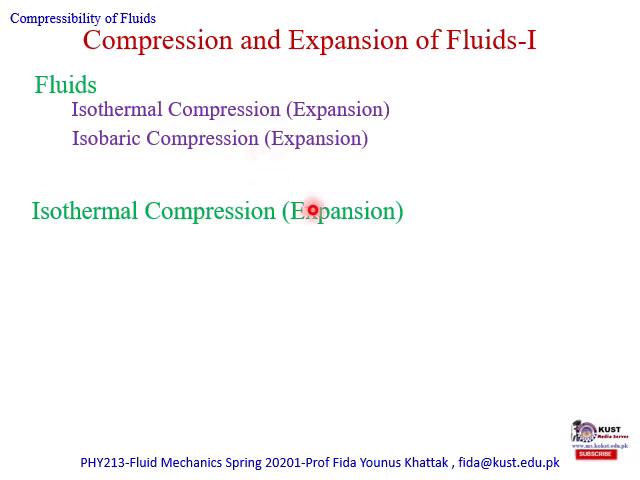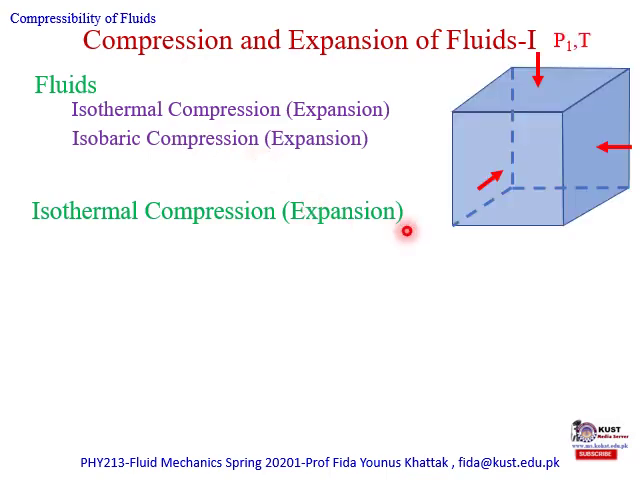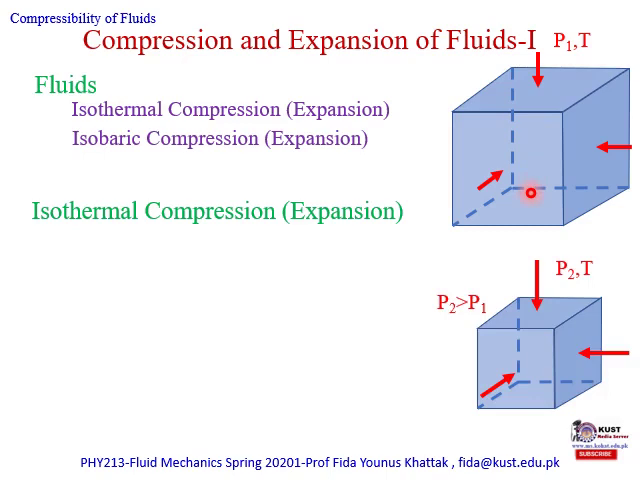In isothermal compression and expansion, you have a fluid body at a certain temperature T, and the pressure applied from all directions is the same, P1. Then when you increase the pressure from P1 to P2 while keeping the temperature constant at T, that will tend to reduce the volume of the fluid or increase the density of the fluid.